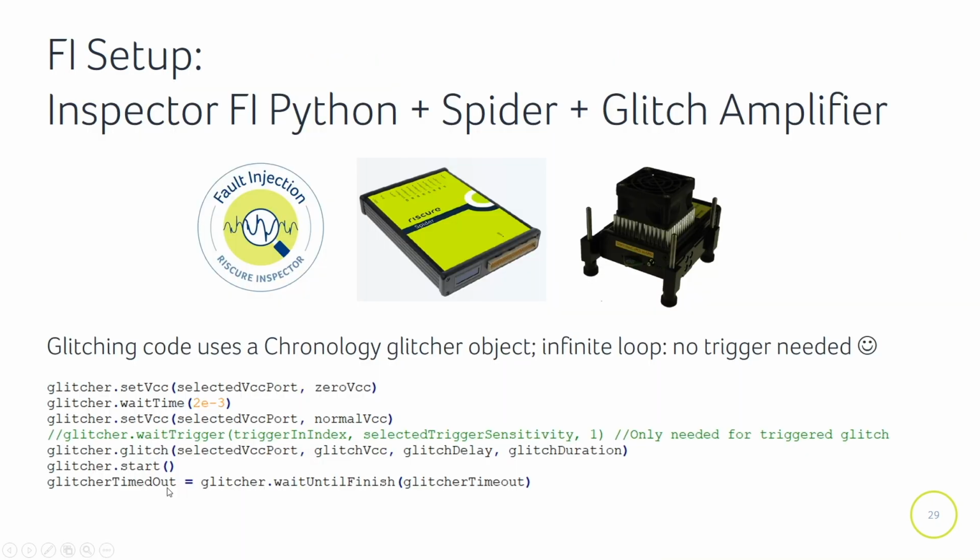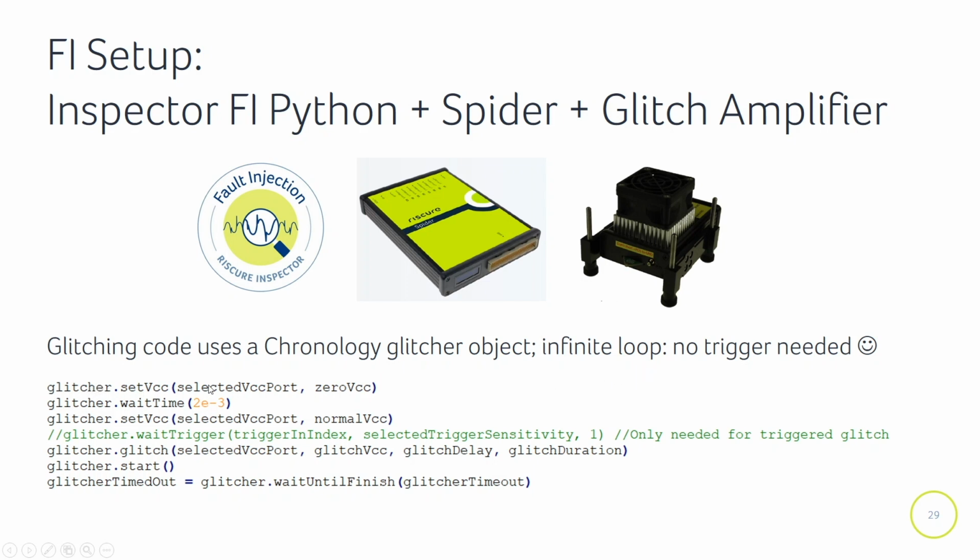How to do this glitch? I used Riscure tooling: I used inspector.fi Python, then I used the Spider tool and the glitch amplifier. This is how the new glitch amplifier looks. And I use glitching code, which is using something called a chronology glitcher object. Also, because there is an infinite loop, I don't need any trigger. And the code is very simple.